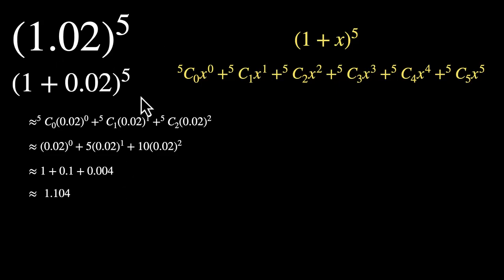And how close are we to the exact value? The exact value is 1.104, it matches till 3 decimal places, 0.808032. We are 0.01% off, which is again almost exact.